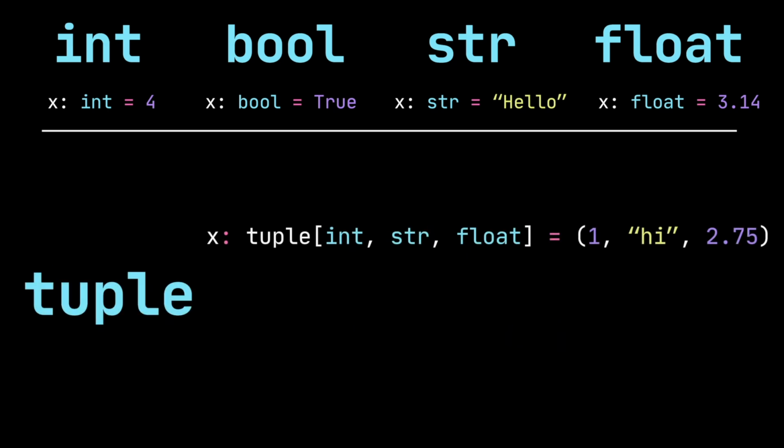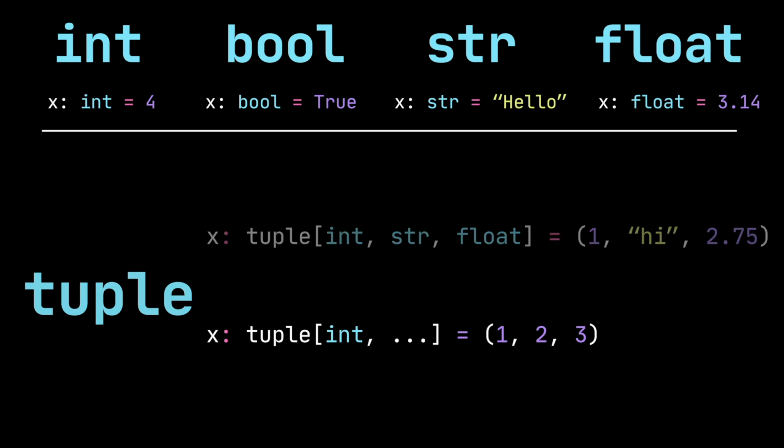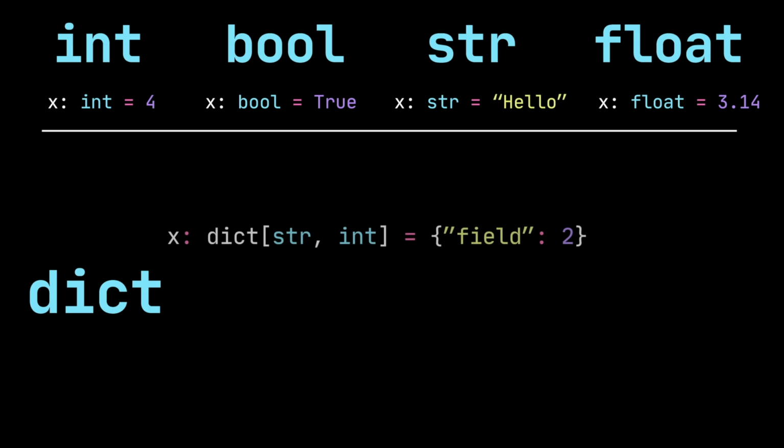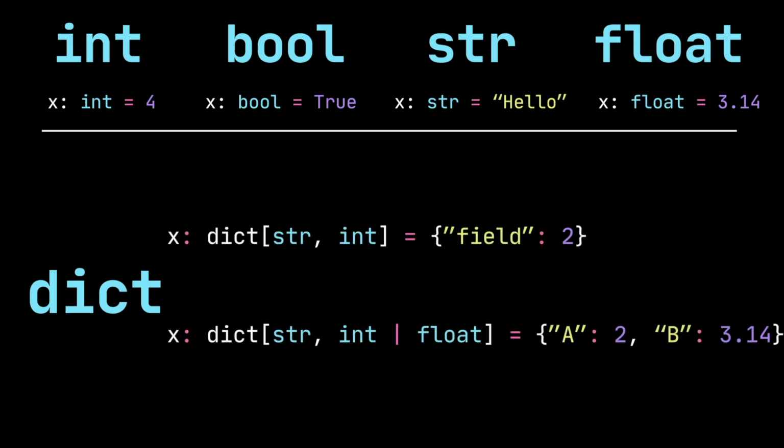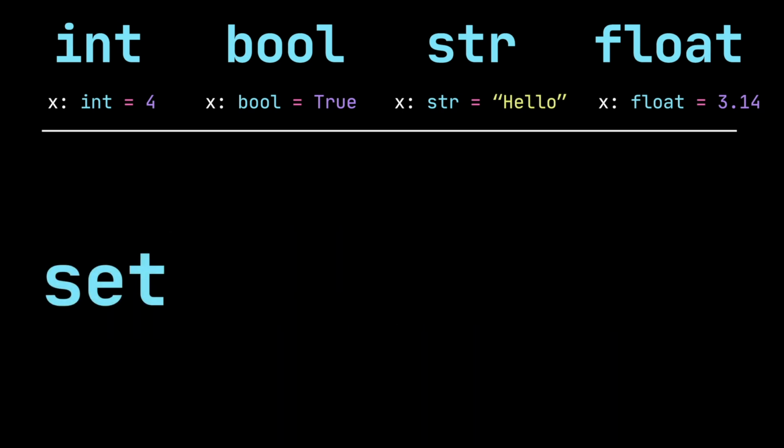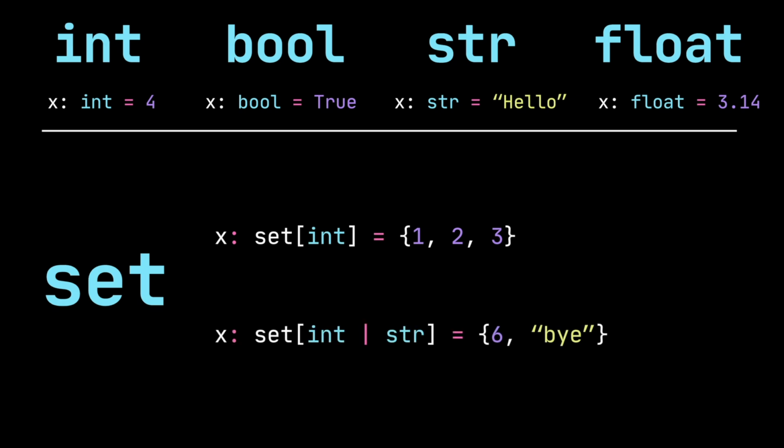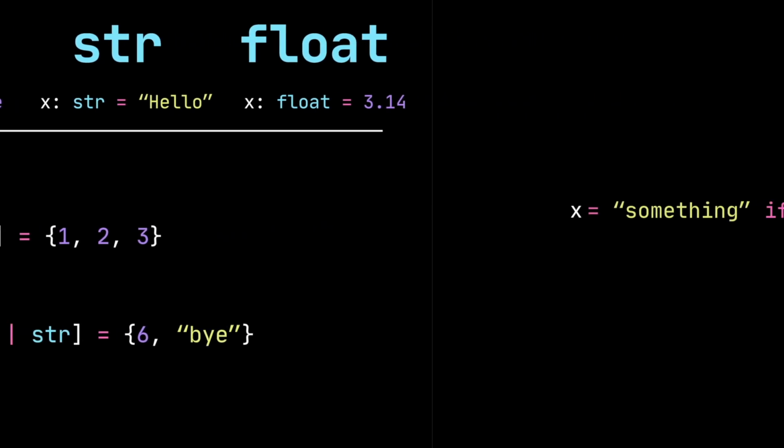To add type hints for a fixed length tuple, we exhaustively list each of the data types in order. And for tuples that are expected to grow, we add the data types we expect, followed by 3 dots. For dictionaries, we add the type of the key, followed by the type of the value. If our values can have different types, we again separate them with the pipe character. Finally, for sets of the same type, we just specify the type. Otherwise, we use the pipe character with each type we expect.